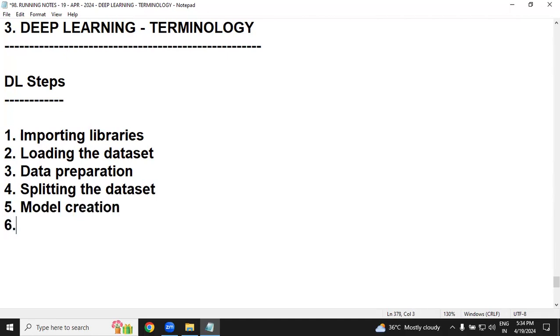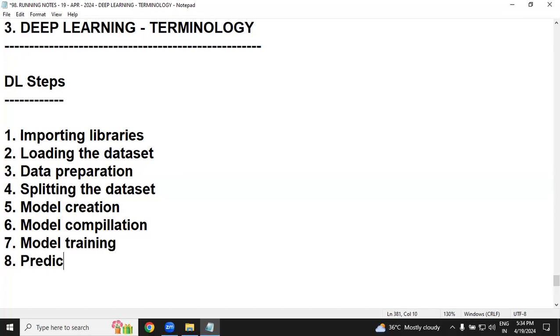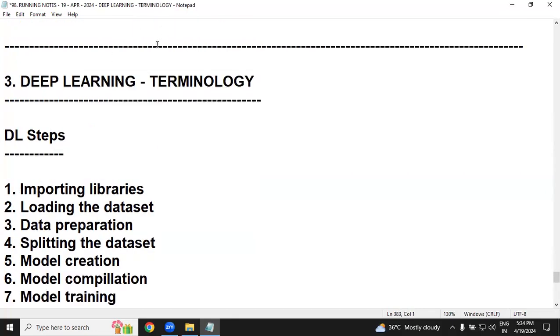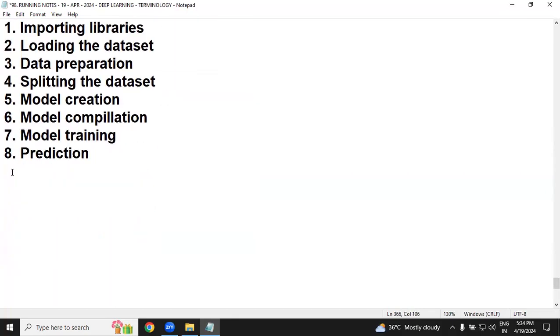Generally in machine learning, what is the sixth step? Model training. But in deep learning, it is model compilation. Once the model is compiled, then model training is required. Then the last one, as usual, is prediction. These are all the steps. Please, you should memorize them.